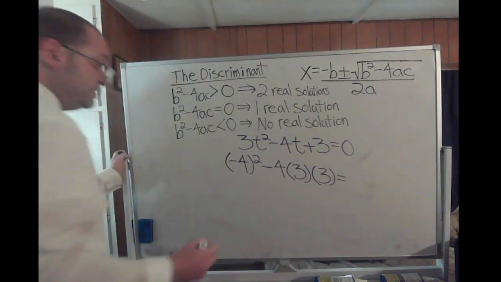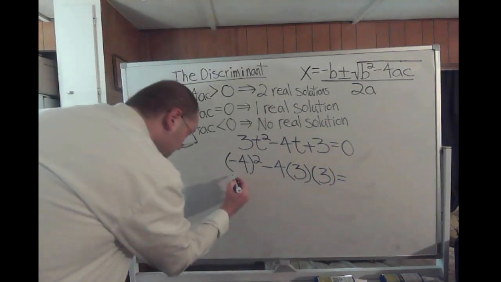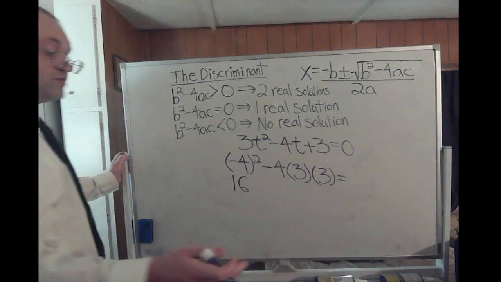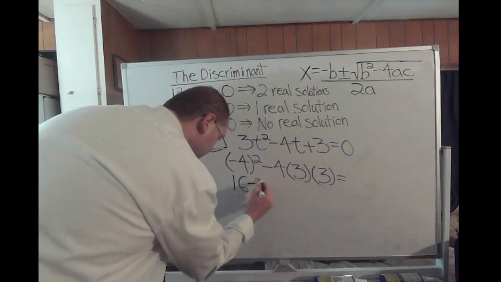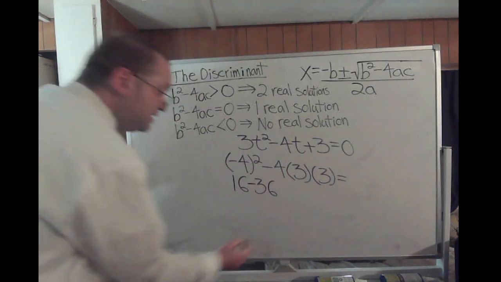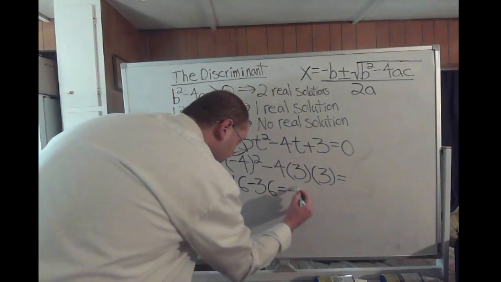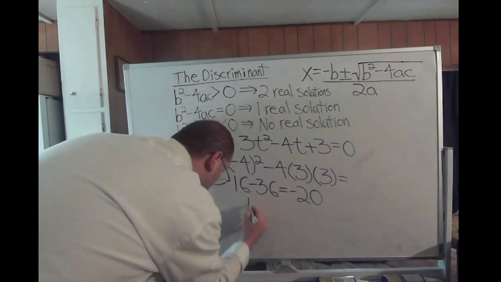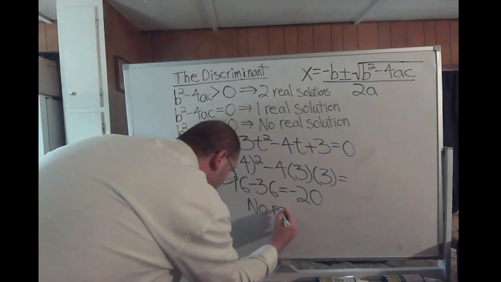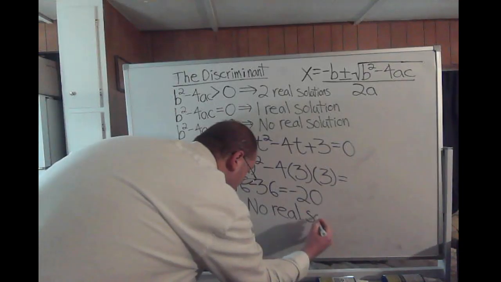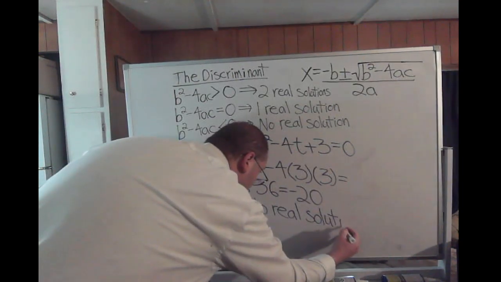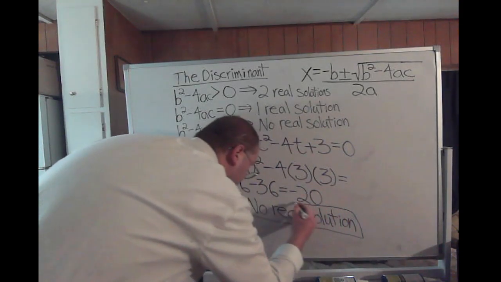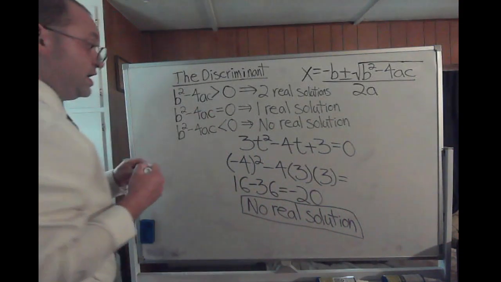Well, let's simplify this here. Negative 4 to the second power, that's positive 16. Then you have negative 4 times 3, which is negative 12, times 3 is negative 36, so you got 16 minus 36. That's going to give you negative 20. Well, the discriminant's negative in this case, so we actually have no real solution. Since the discriminant is negative, you get no real solution to this problem.